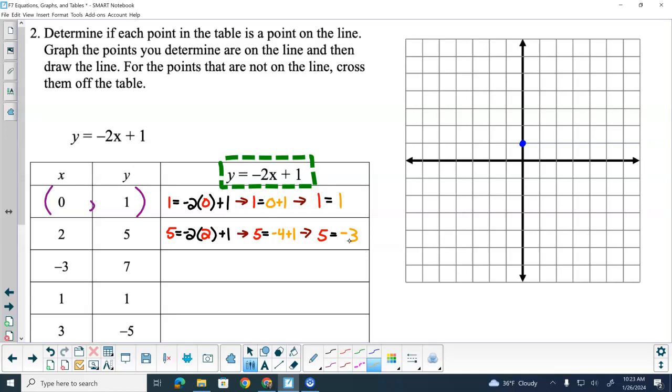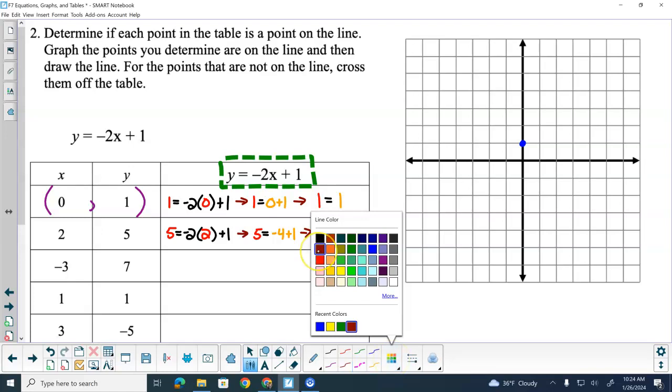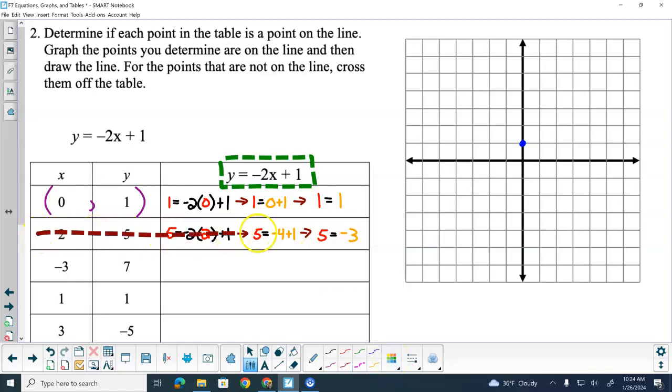No. So the direction said for points that are not on the line, because this point is not on the line, I need to cross them off the table. So I'm going to cross this one off of the table because that point is not on the line. Actually, tap the brakes. Let me go backwards just a little bit. Let's just cross the point off the table. We'll keep our work on the table.